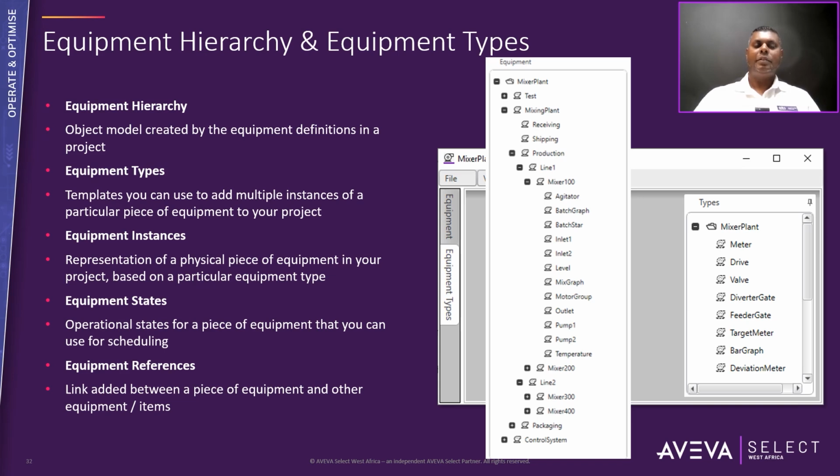Minimal configuration is required to deploy multiple equipment instances. Configuration is consistent across multiple equipment instances. Equipment instances are automatically integrated into the project's equipment hierarchy. An equipment type maintains an association with each equipment instance that is created from it, allowing any changes to be easily applied across the entire project.